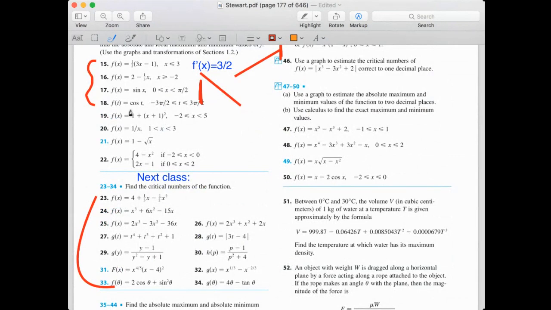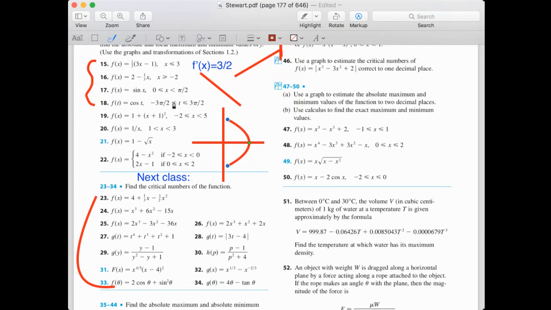Well, for 18, cosine t, and t is restricted from negative 3 pi over 2 up to 3 pi over 2. So where is negative 3 pi over 2? Negative measures clockwise. So negative pi over 2, negative pi, negative 3 pi over 2. Right, that's negative 3 pi over 2. Then up to 3 pi over 2. So basically the domain is from here to here.